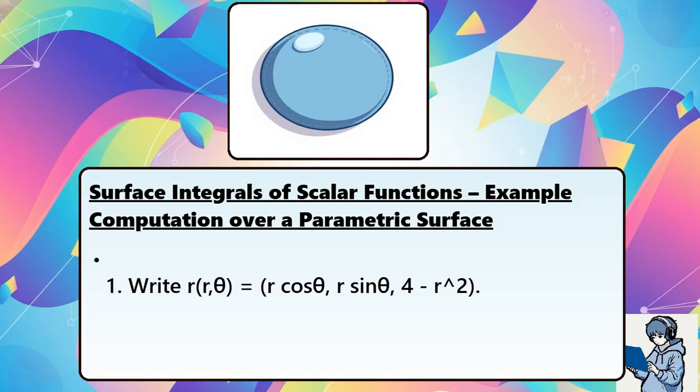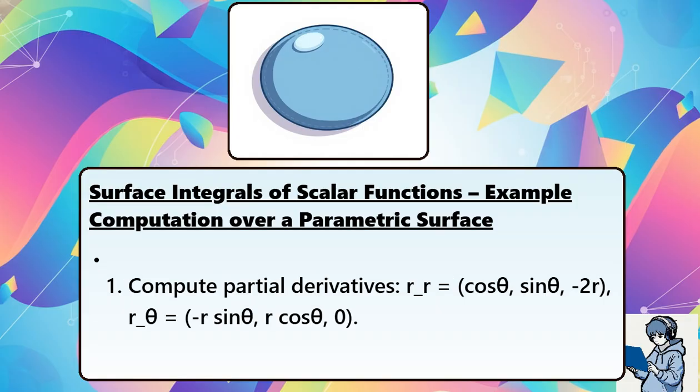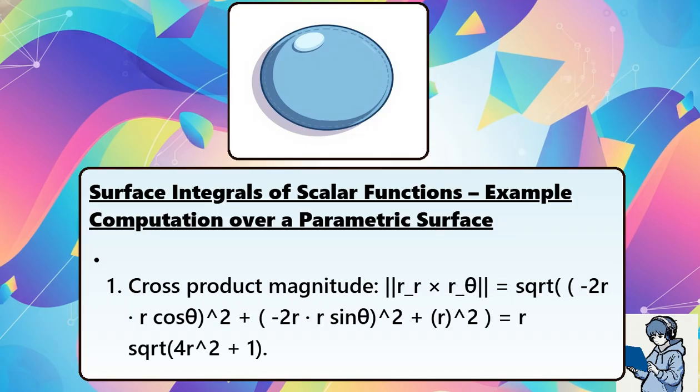Step 2. Write r of r comma theta equals the vector r cos theta, r sin theta, 4 minus r squared. Step 3. Compute partial derivatives. r sub r equals cos theta, sin theta, negative 2r; r sub theta equals negative r sin theta, r cos theta, 0. Step 4. Cross product magnitude. The magnitude of r sub r cross r sub theta equals the square root of (negative 2r times r cos theta) squared plus (negative 2r times r sin theta) squared plus r to the fourth, which simplifies to r times the square root of 4r squared plus 1.